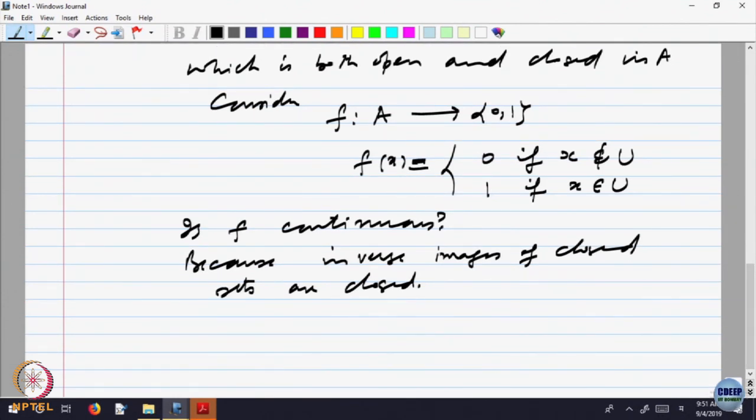Okay. But it is not constant. f is not a constant function because on U it takes the value 1, on U complement it takes the value 0, and these are proper subsets. So, there are points in U, there are points in U complement. So, this is a contradiction.